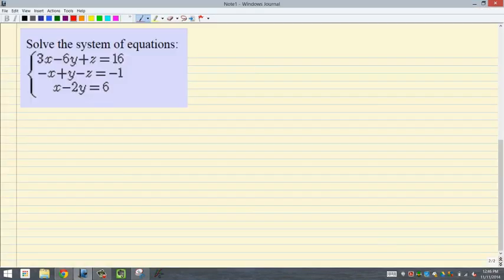What do you notice about that third equation? There's no z. So what if we took these two together, 1 and 2, and got rid of z? That would leave us with an equation of x and y that we could then put with equation 3. So let's try that. Let's get rid of z. Oh, look at that. Z's already set up real nice for us. So let's add them up. So we'll get 2x minus 5y equals 15.